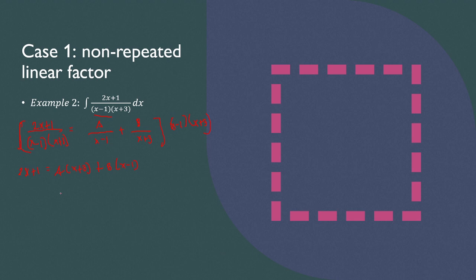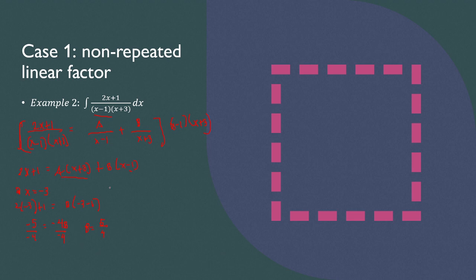Alright, actually we can eliminate a if we let x equal negative 3. So that's 2 times negative 3 plus 1 equals b times negative 3 minus 1. So this is negative 6 plus 1. That's negative 5 is equal to negative 4b. So therefore, our b is equal to positive 5 over 4.